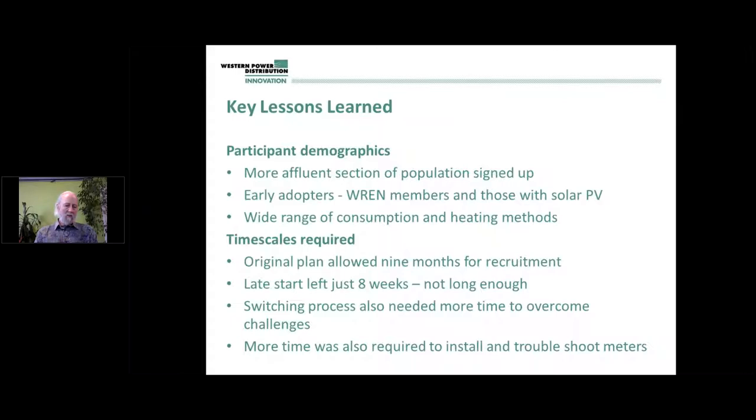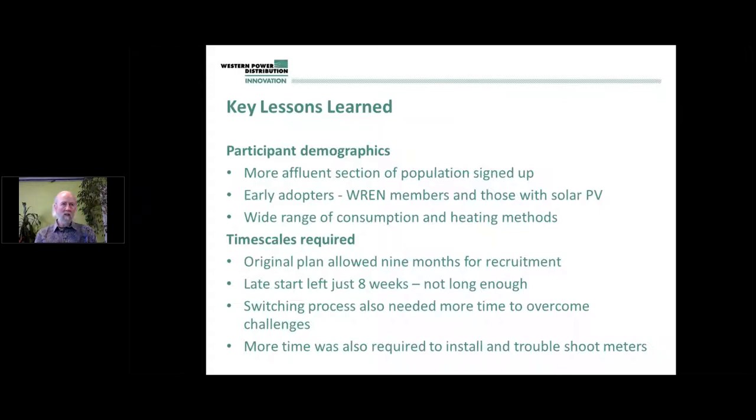The other main lessons were timescales required. Basically, we needed an awful lot more than we had. We had about 2 months. You needed many more than that. What would have kicked in, given a bit more time, would have been word of mouth, and also people's contracts coming to an end, so that barrier wouldn't be there.